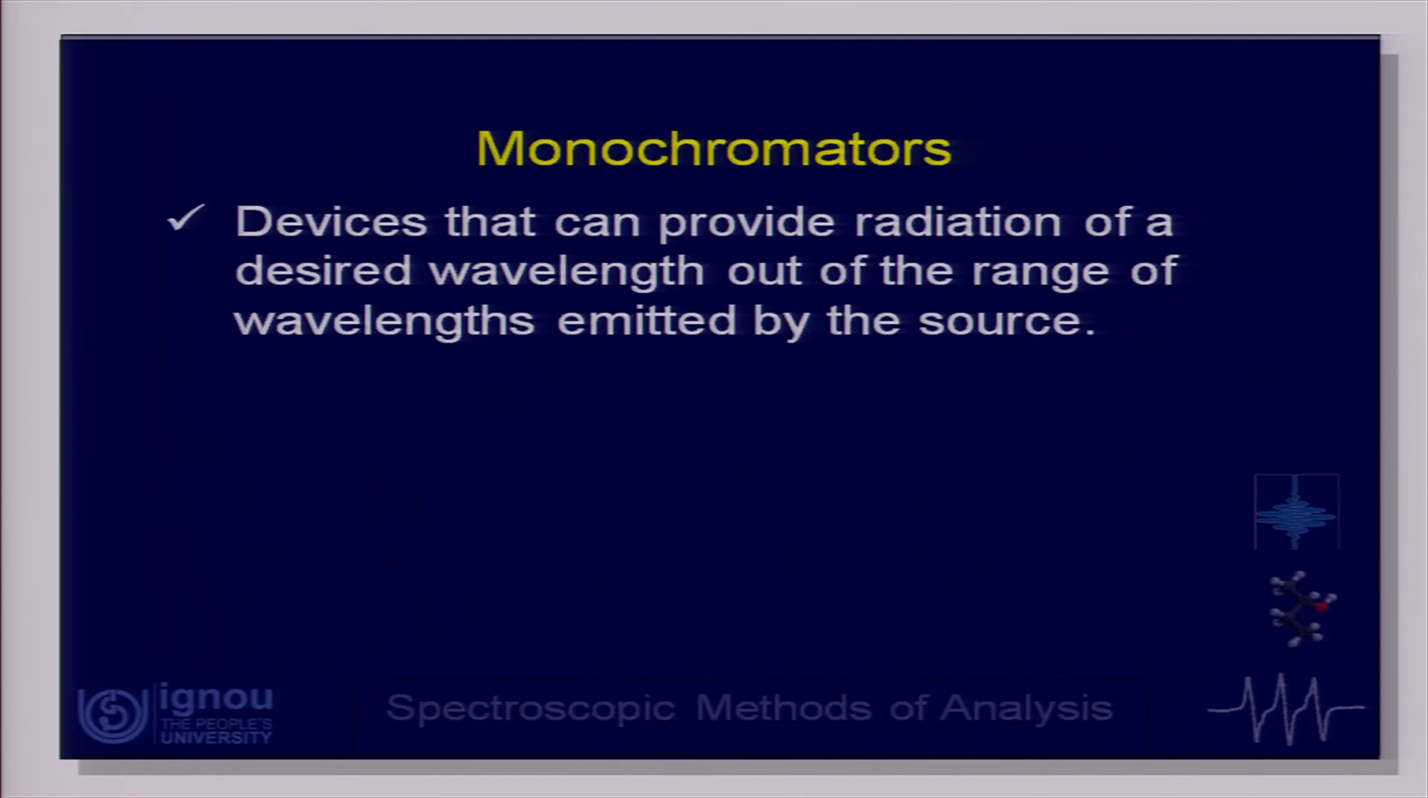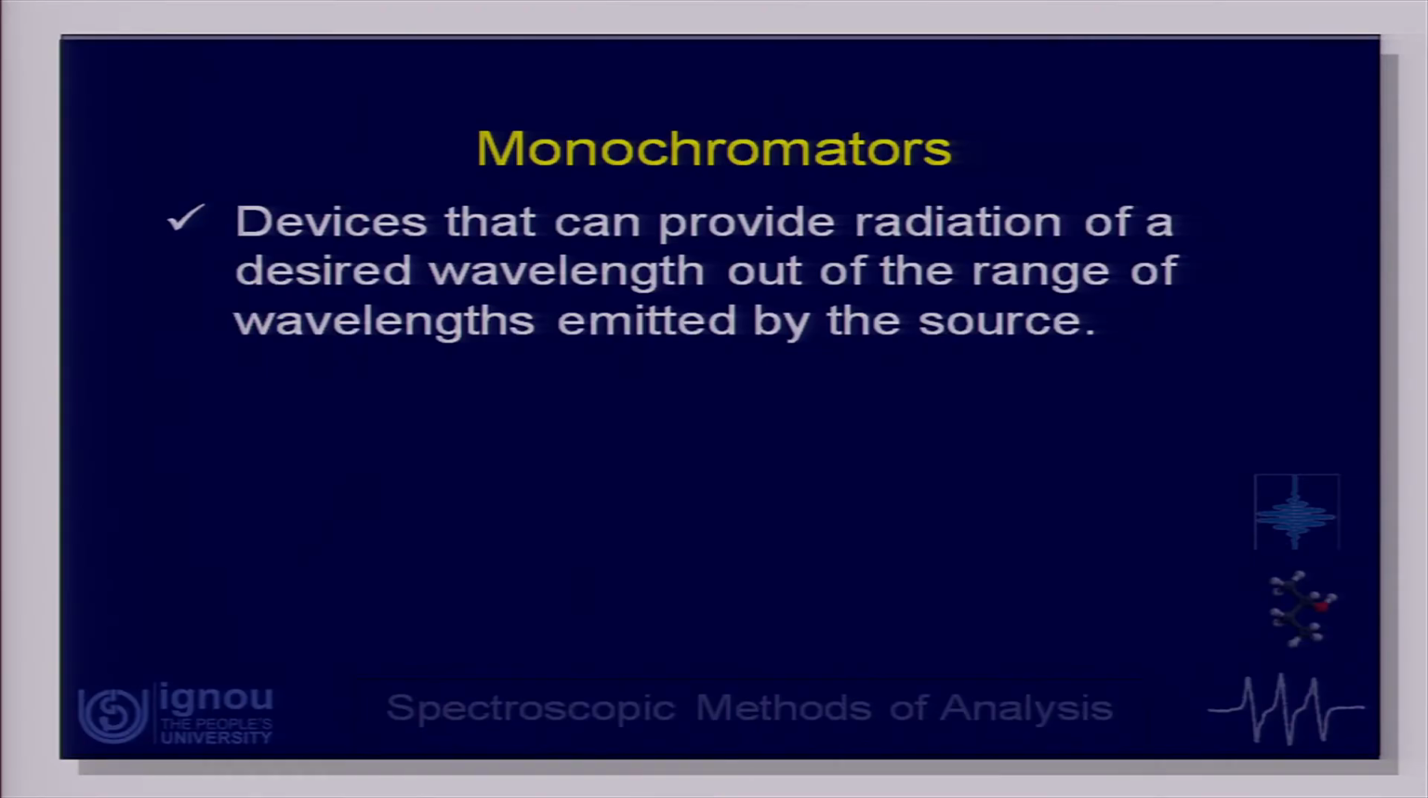Now, after these filters, let us talk about yet another class of wavelength selector. They are called monochromators. This is the one which is used most often, because most of the modern instruments employ a monochromator as against filters. Filters are used for low cost instruments, where we need to work out only a small range of wavelengths, or maybe a few wavelengths. But if I want to run the whole spectrum, and study the behavior of the analyte over a whole range, then I need to use what is called a monochromator.